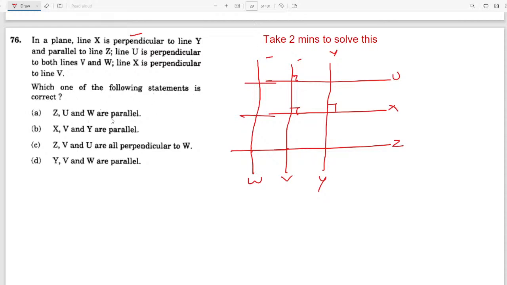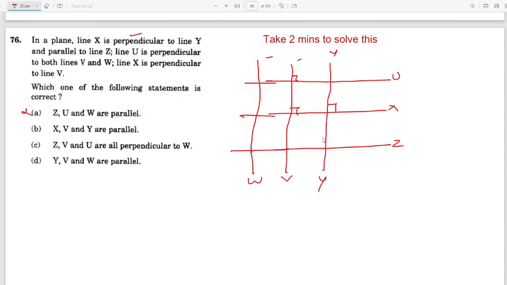Z, u and w are parallel. Z, u and w are not parallel. Z and u are parallel, but w is perpendicular to both lines. So answer A is wrong. Option A is wrong. And x, v, y are parallel.